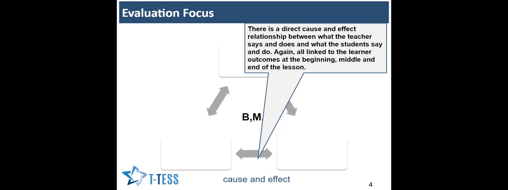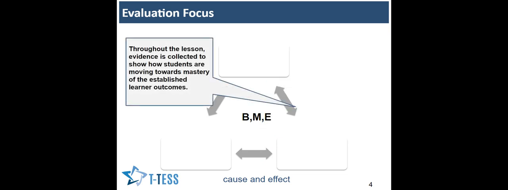The next slide extends this learning. Throughout the lesson, the appraiser is collecting evidence to show how students are moving towards mastery of the established learner outcomes. This means that the appraiser is in tune with other aspects of the lesson, including where the class is with a unit of study: just the beginning of the unit, the middle of the unit, or the end of the unit. All this evidence is captured at the beginning, middle, and end of the lesson. Thus, observing the entire lesson is key.